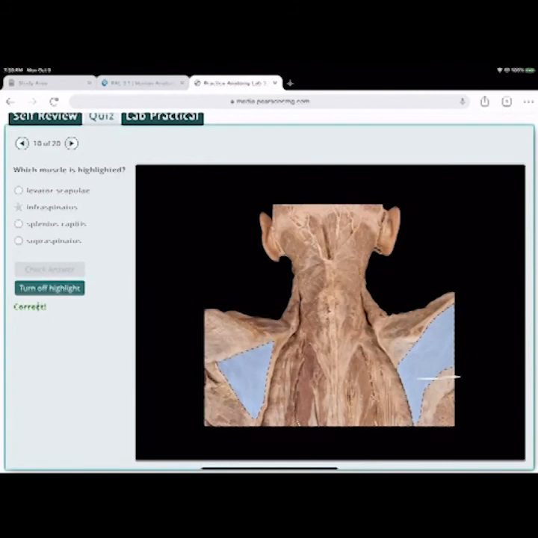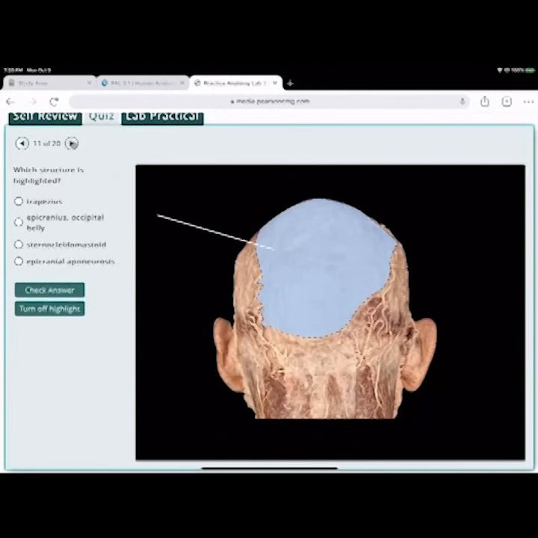Got it. Number 11. Okay, we should all get this one too. We talked about that one enough. That one's not a muscle, right? That one connects two muscles. So what would that be? Epicranial aponeuroses. Just go by the name. Epicranial, covering the cranium. Aponeuroses connects muscle to muscle.